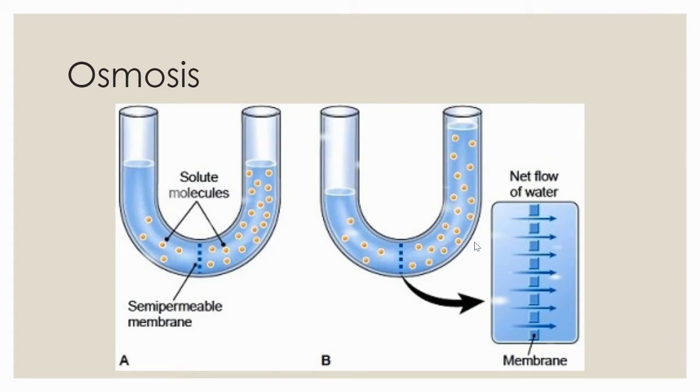Here's just another picture of this happening. This is actually called a U-tube, which is funny. But see over here, you have not very many solute molecules, low concentration of solute, and over here, high concentration of solute. What will happen is, through the semi-permeable membrane, like a cell membrane, the water will move to the area where there is a higher concentration of solute to spread those particles out. And you can see that that happened here over time.